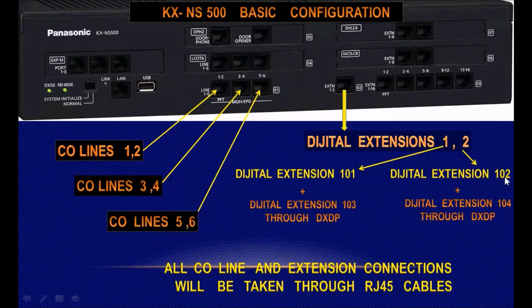102, which is the second digital port connected to the main unit through this interface, can give us another digital extension, of course with different programming, a different number, and a different class of service. Nothing is common between them except the physical connection port, but they are completely different. They are two different extensions.